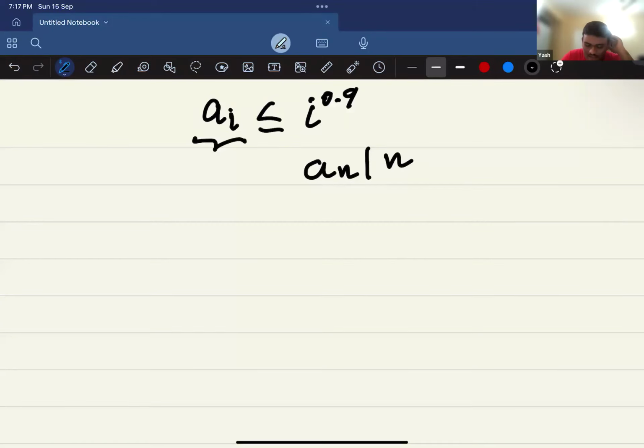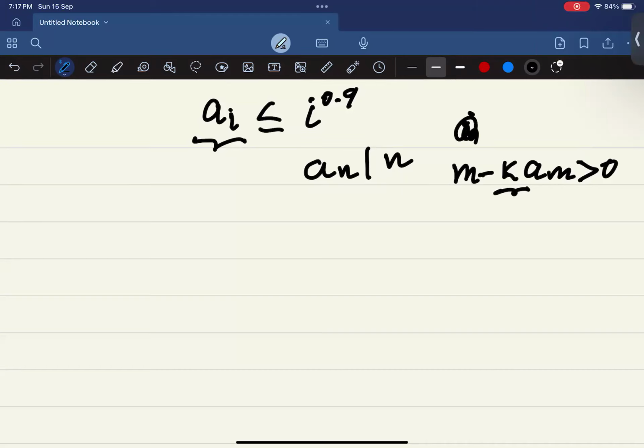This is a sequence of non-negative integers that is strictly increasing. It's like the same logic, right? Precisely. Basically, the limit of i to the power 0.9 by i goes to 0 if I make i large. The only thing that I use is that m minus k into a_m is greater than 0 if I fix k and make m large. So again, you can use that discrete continuity argument since this is non-decreasing, and we can again just check that it increments by at most one. You have to check that, of course.